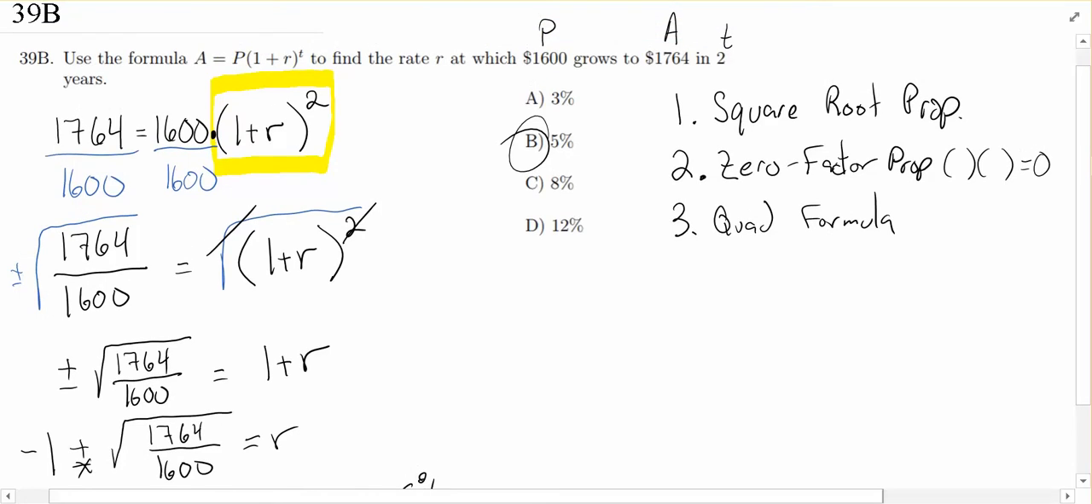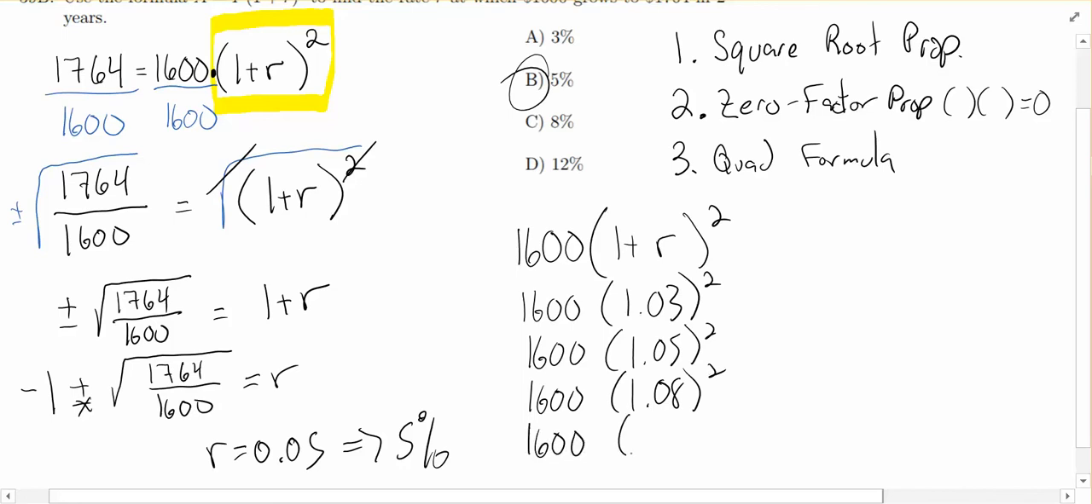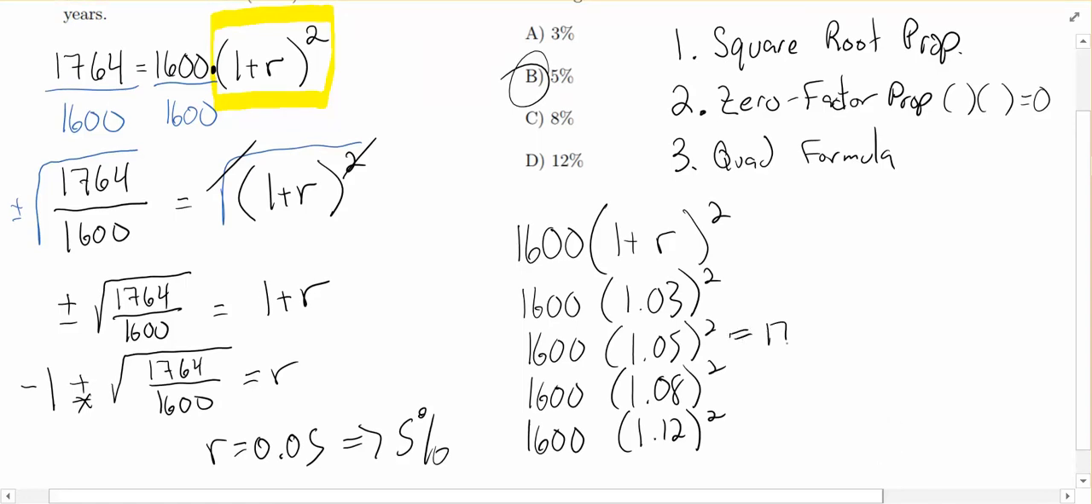Now with that said, another option we could have gone with from the beginning would have been to say, if my right hand side was 1600 times (1 plus r) squared, why not just plug each of these values in and say, what do I get when I put in 3%? What do I get when I put in 5%? What do I get when I put in 8%? And what do I get when I put in 12%? And you could put each of those into the calculator and say which of these gets me closest to 1764.